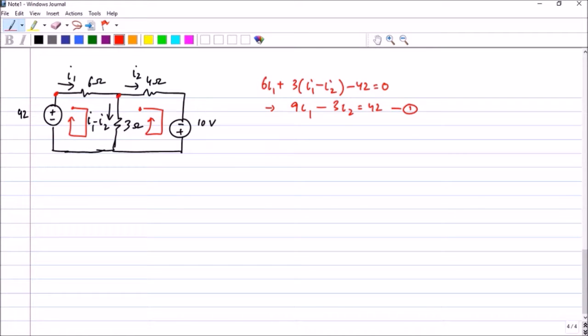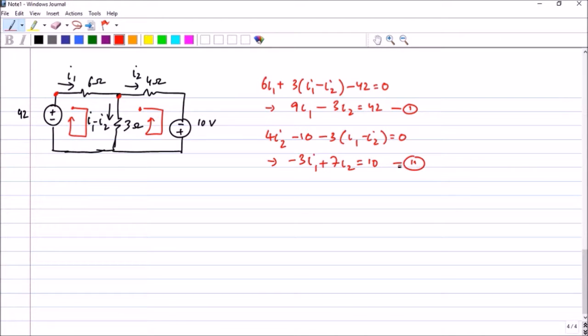Let me take the second one here. I start at this point and I'm going to end at that point itself. So what do I get? I get 4I2 minus 10. And here, see, my current and the current direction are different, so I have to put a negative sign. So minus 3 into (I1 minus I2) equal to 0. So what do I get? I get minus 3I1 plus 7I2 equal to 10.